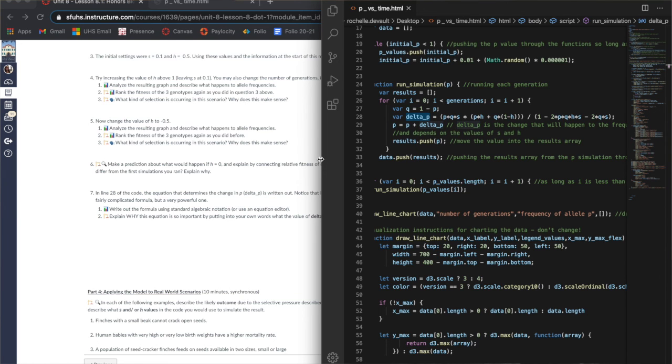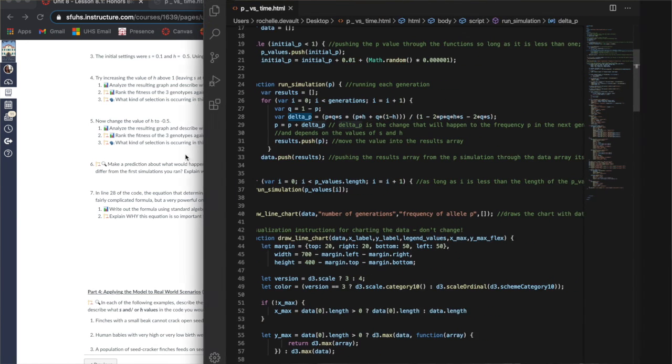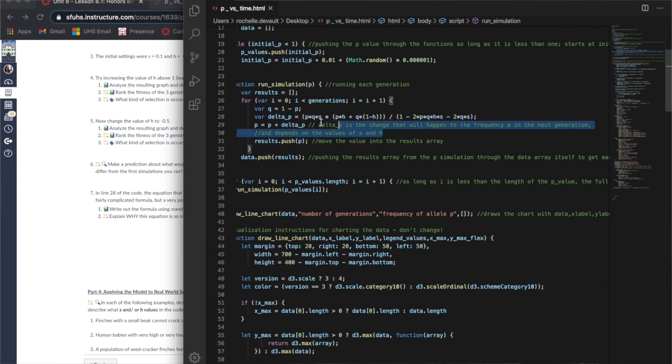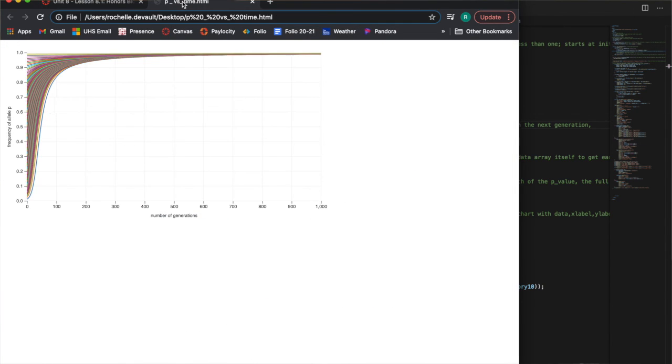So why is this equation so important? Put it in your own words. What is delta p? It's the change in p from one generation to the next, which means the p in the next generation is going to be p plus delta p. So if delta p is negative, p is less frequent. If delta p is positive, p becomes more frequent. And so each iteration of generations that runs by, we're going to change p a little bit, and then over thousands of generations, we can see what has happened here.